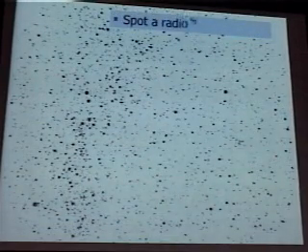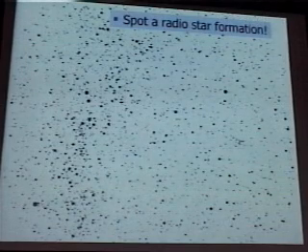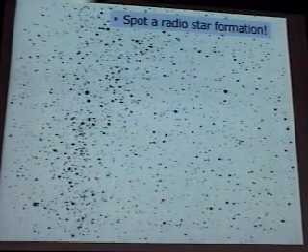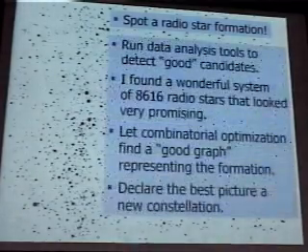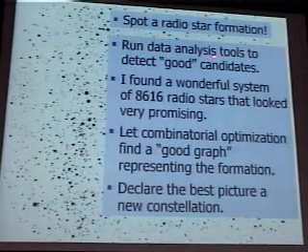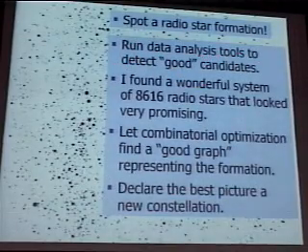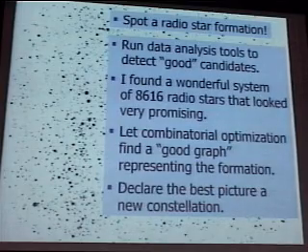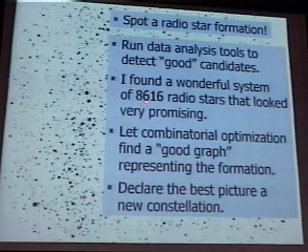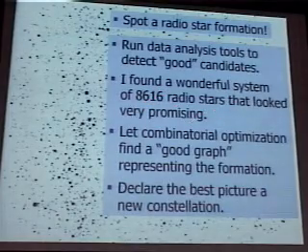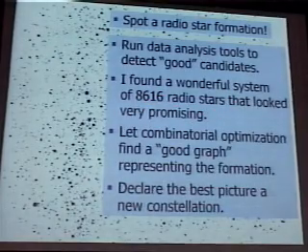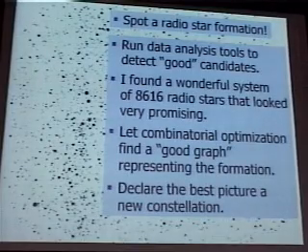So look at the sky here above Rio. I showed you, this is right now the sky above Rio. And the first thing you spot is a radio star formation. That's what people have done in former times. They looked at a nice star constellation, and then they found some good idea about it. Then the next step is you run data analysis tools to detect good candidates of star formations for constellations. And actually, I looked at it, and I found 8,616 radio stars that looked promising for a new myth in the sky. Of course, how do you draw this?